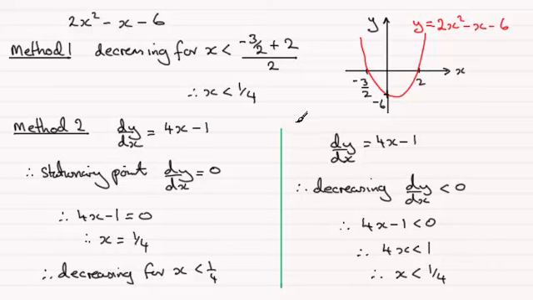So, choice is yours. This would be, say, method 3 if you like. Obviously very similar to method 2. But there you go. Okay?